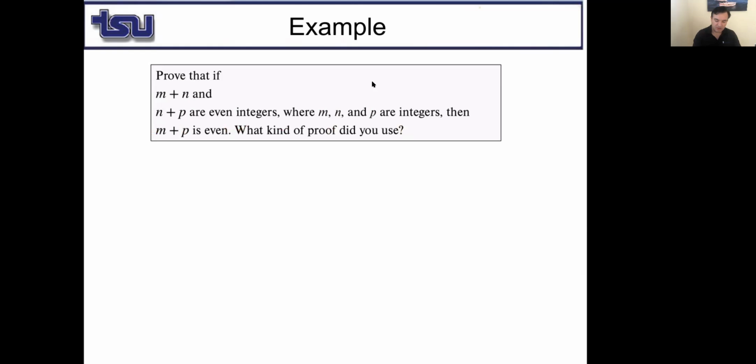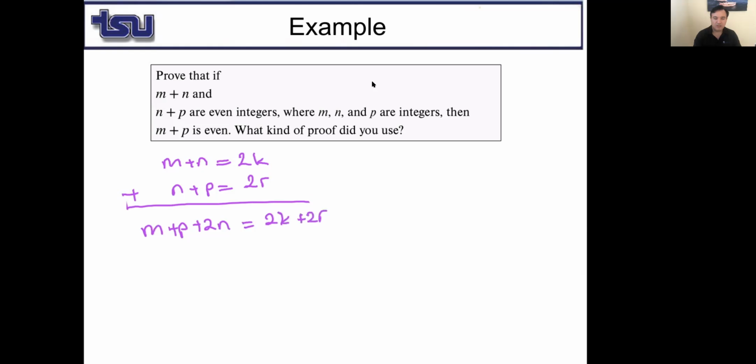Let's do it. If m plus n is even, that means it is 2 times k for an integer k. If n plus p is even, that means it is 2 times r for an integer r. So if I add them up, what do I get? I get m plus p plus 2n is equal to 2k plus 2r, right? And then I move 2n to this side, m plus p becomes 2k plus 2r minus 2n. That means in two parentheses, k plus r minus n.